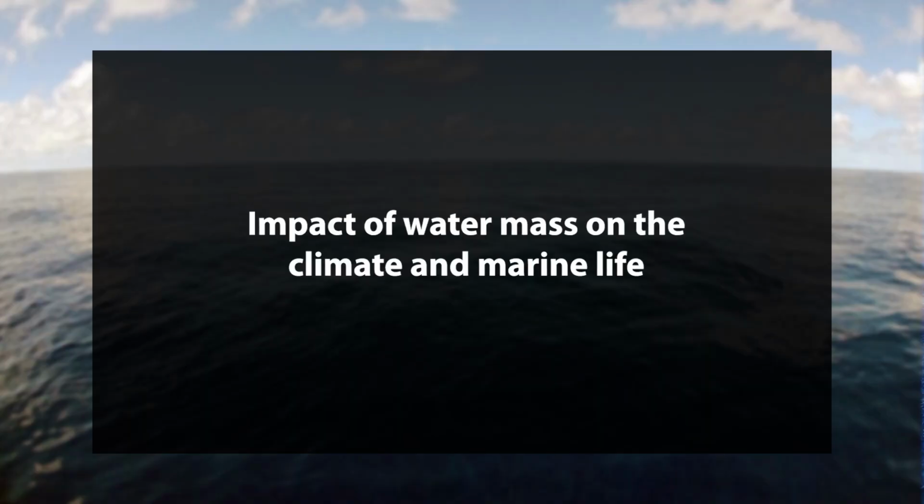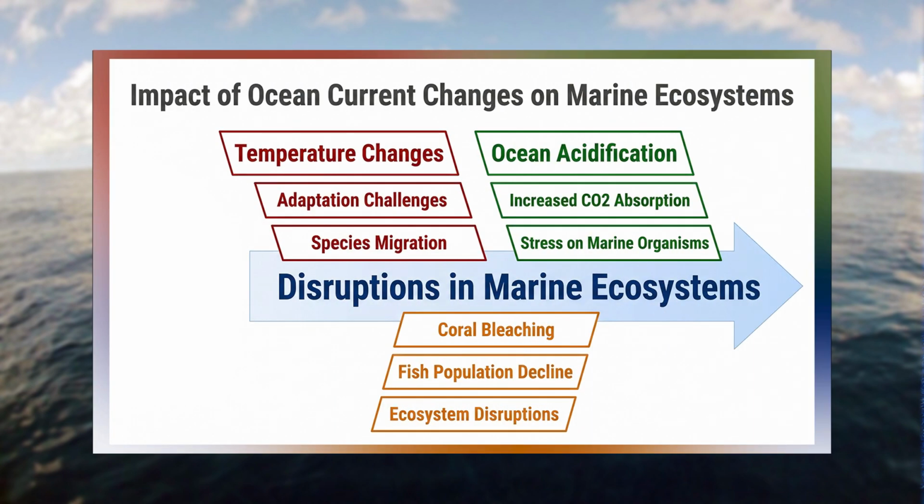Impact of water mass on the climate and marine life. The movement of water masses has profound effects on the marine environment. It can lead to oxygen depletion in deep waters, creating dead zones where marine life struggles to survive.